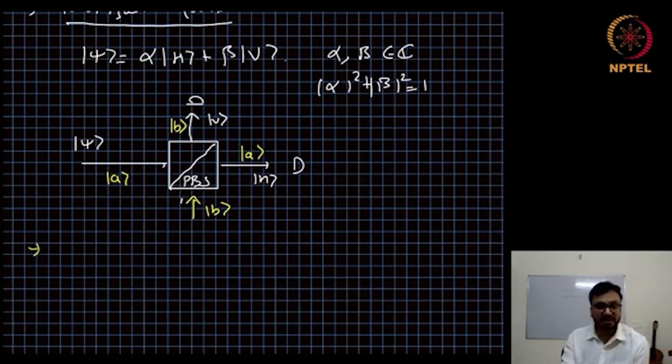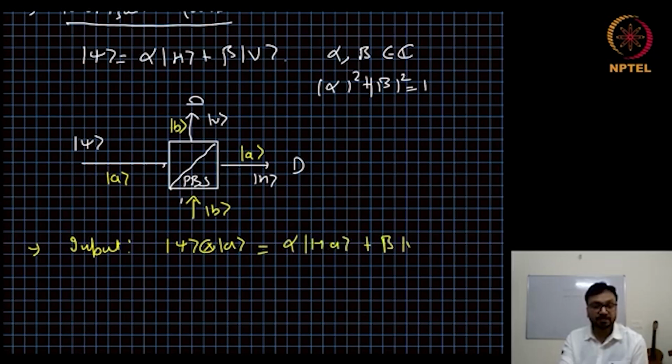So the initial state can be thought of as state of a photon in 2 degrees of freedom. One is the polarization, other is the position basis. So the total initial input state is psi tensor A. Psi is the polarization state of the photon, and A is the spatial state, the path information. That is equal to alpha HA plus beta VA.